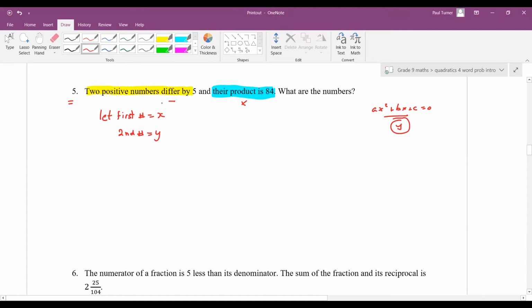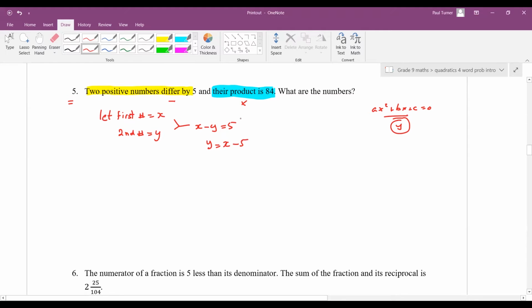But what we note here is that the two numbers differ by 5. So if you went x minus y, you'll get 5. Okay, it doesn't matter which one you put first. You could go y minus x or x minus y, but the difference between the two numbers is 5. Okay, but as I mentioned, we don't want to use y here. So we'll rearrange this equation to be y equals x minus 5, like that.